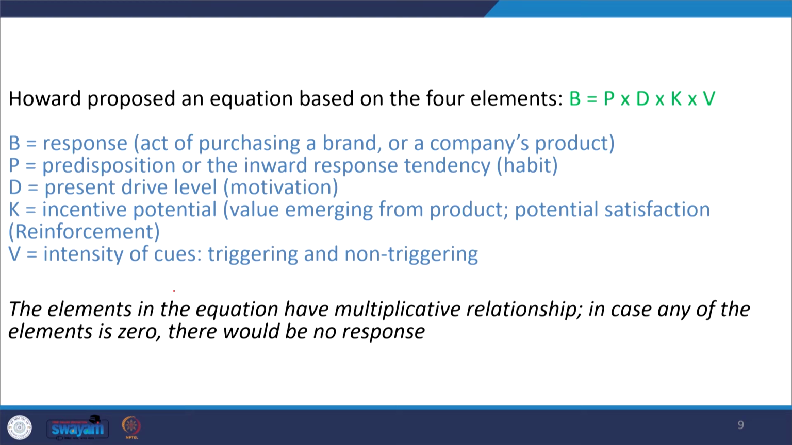And see, there is one more thing which you need to understand as far as all these elements are concerned. If any of these elements is zero, because this is a multiplicative relationship, there will be no response, or if you look at it from the perspective of selling, you will not be able to close that deal. So I really hope you got this perspective of how this equation is going to work, and how a salesman can actually impact P, predisposition or the inward response tendency, drive level, incentive potential, and finally the intensity of cues. Now there are a few points that you should remember as far as this particular theory is concerned.